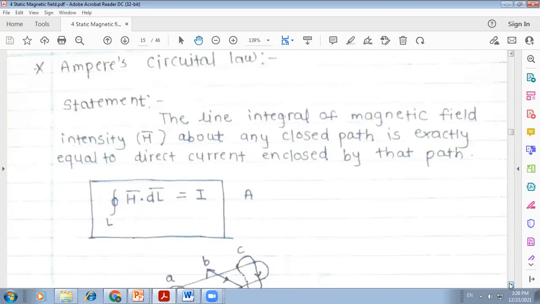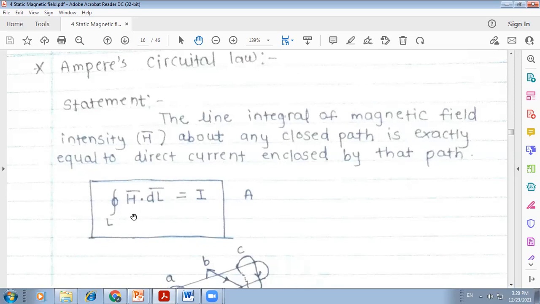Now we'll see the important point, that is Ampere's circuital law. It is just like Gauss law. In Gauss law, we can find the charge Q is equal to the closed surface integral of D bar dot dS bar. This is the integral form of Gauss law. And here, instead of charge, we are finding current.